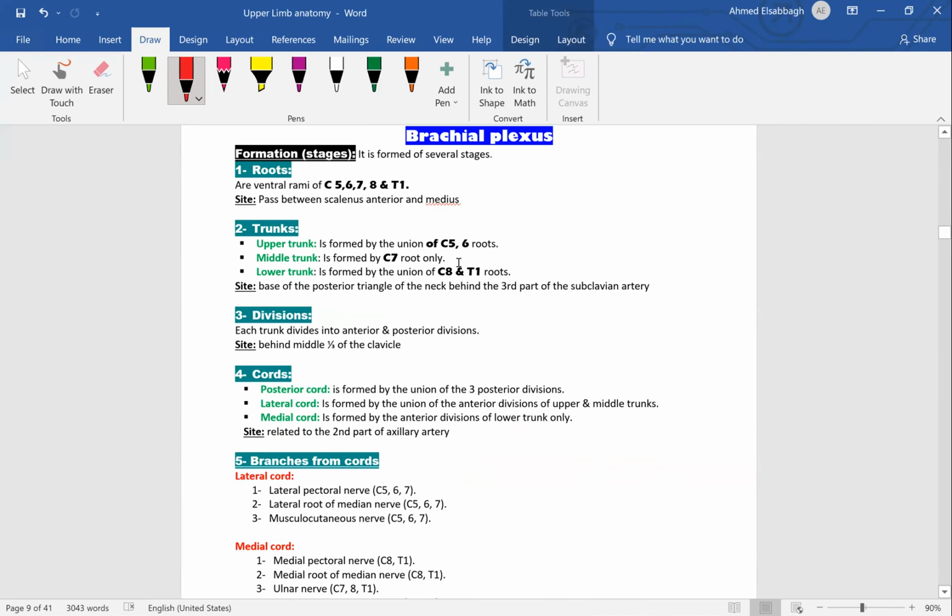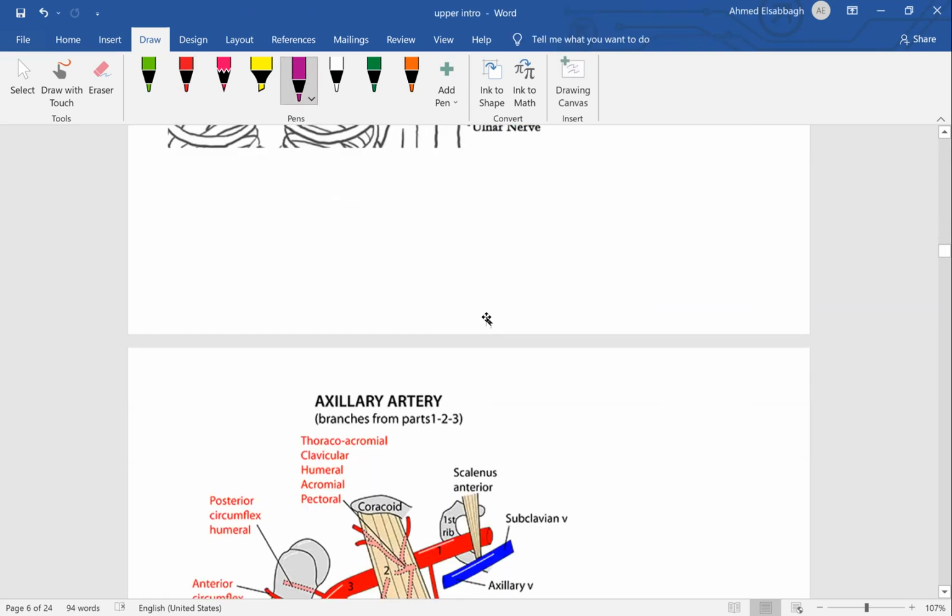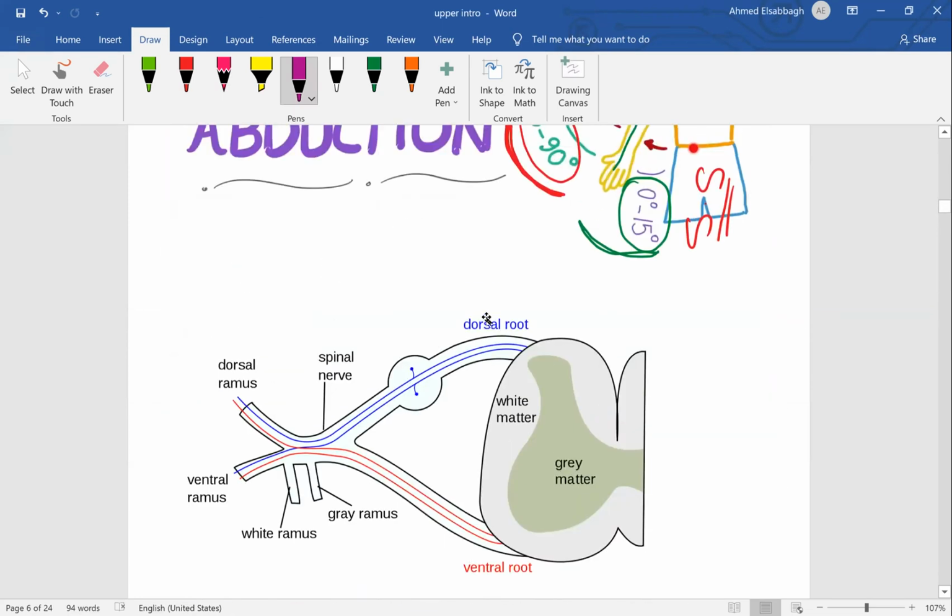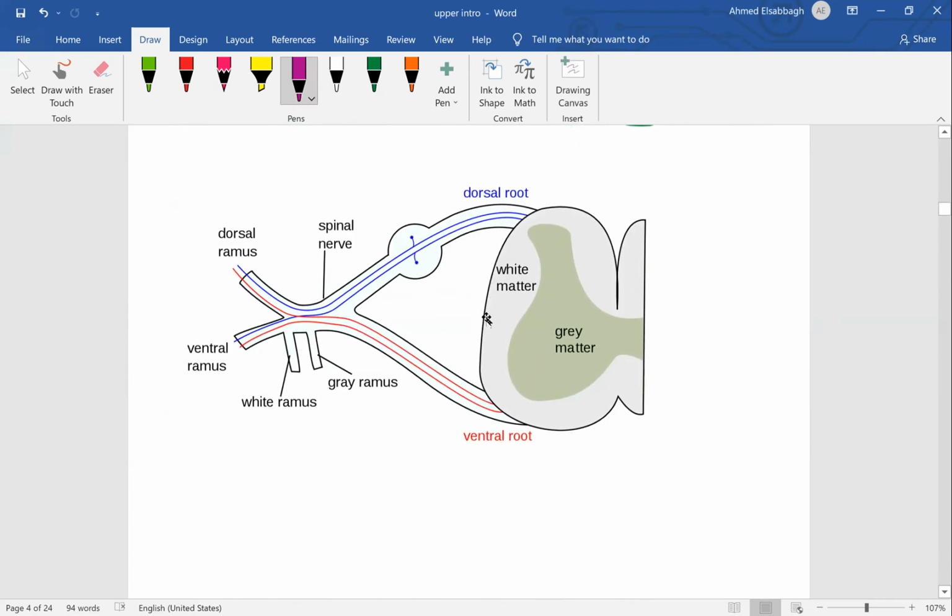Now we will talk about the brachial plexus. Brachial plexus is a very, very important topic for the final exam. Before starting talking about the brachial plexus, I want you to look with me to this picture.